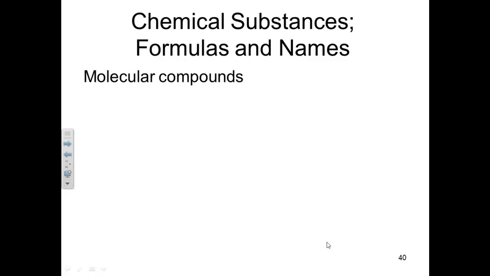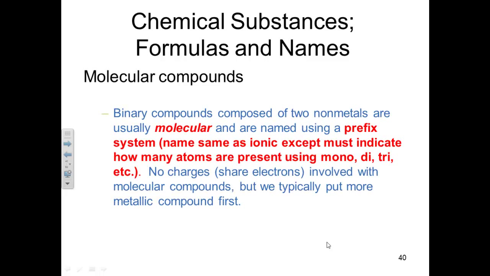Let's talk about molecular substances and how we name them. Binary compounds composed of 2 nonmetals are usually molecular, and are named using a prefix system. Named the same as the ionic, except you must indicate how many atoms are present, using mono, di, tri, etc. No charges, they share electrons. There are no charges with molecular substances, but we typically put the more metallic element first when writing the formula.